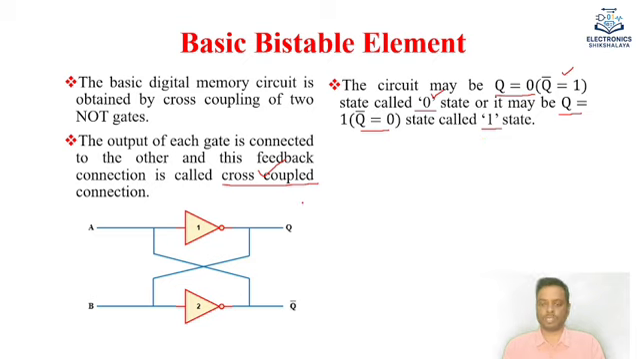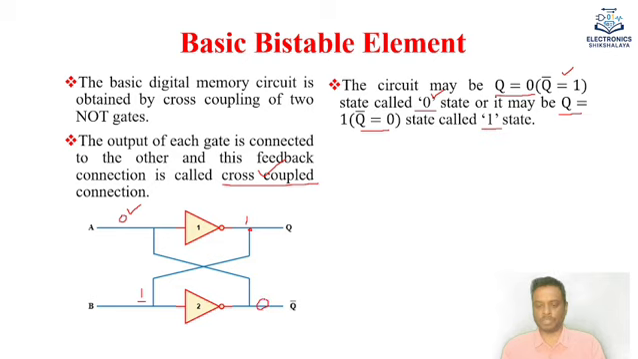Let us see how it holds the data. Suppose the A value is 0. What will be the output Q? It is a NOT gate, so if A is 0, this output will be 1. This Q is connected to B, so B will be 1. B is the input of gate number 2, so the output will be 0.